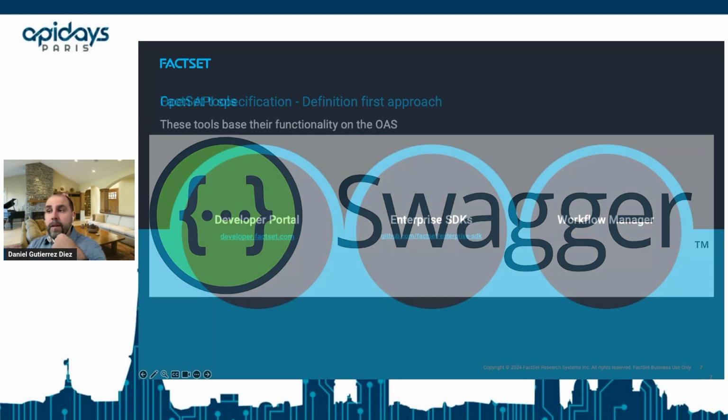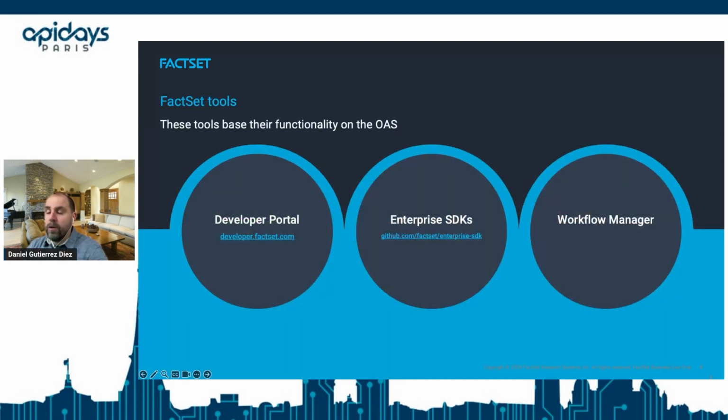For example, the developer portal, the enterprise SDKs, or the workflow manager. Within the FactSet API program, several initiatives like this one have been started. The developer portal is available on the FactSet.com landing page. It's the showroom of FactSet client-facing APIs, and it uses OpenAPI specs to describe and list the different APIs available. It offers documentation, tutorials, example cases, tryouts, and much more information about the APIs.